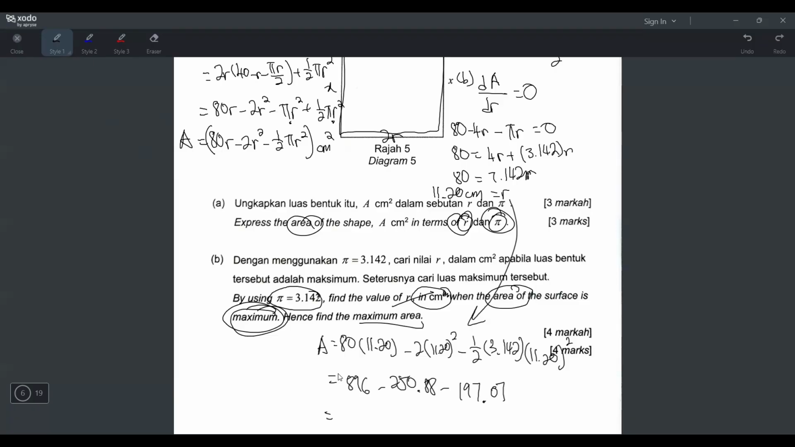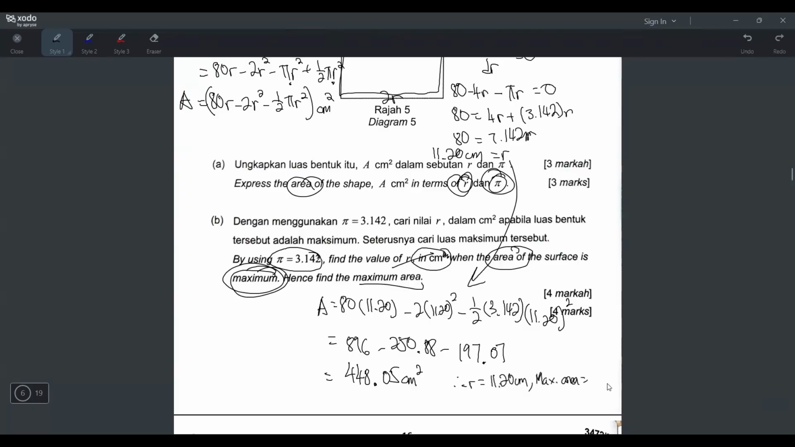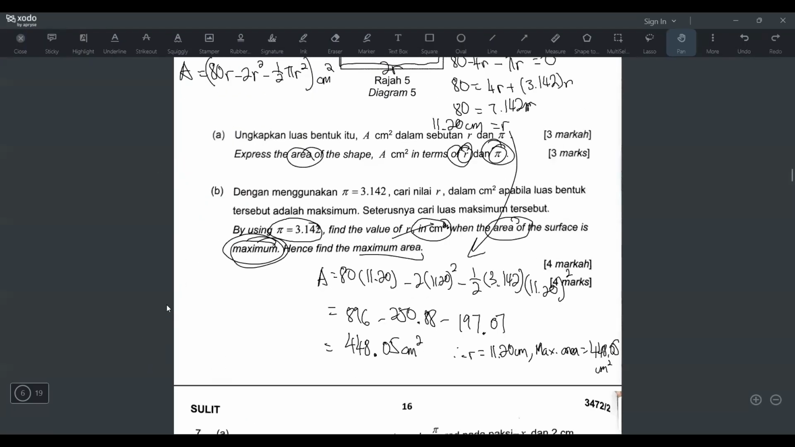Okay, if you pressed everything correctly, you should get 448.05. And don't forget to write cm square because this is an area, right? Okay, so I think that's it. That's your answer, right? Okay, so I recommend write one more line for them since they want r and maximum area, right? So I will just write r equals to 11.20 cm, comma, and then another thing is the maximum area. So I'll just write maximum area equals to 448.05 cm square, right? So yeah, this is how you do it. Okay, let's continue.